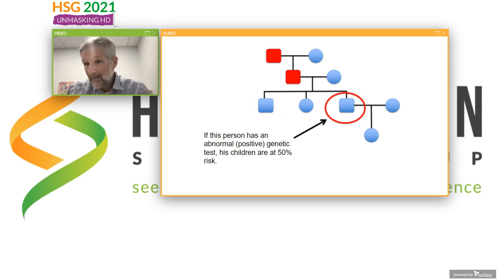If this person here came in around the same time and decided to have a genetic test for Huntington's and it's abnormal or positive, we know that that person would develop Huntington's disease in a normal lifespan. And each of that person's children, in this case, he has one daughter, has that 50-50 risk.